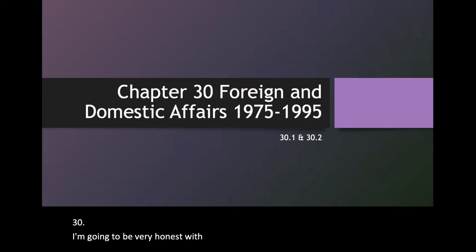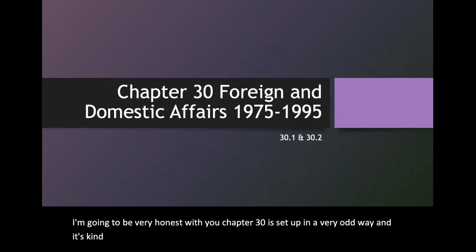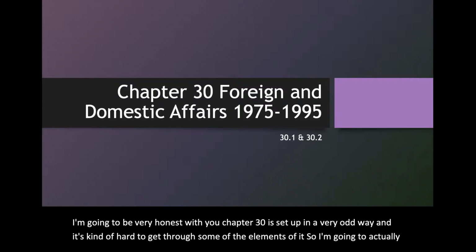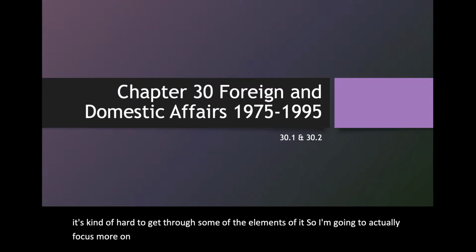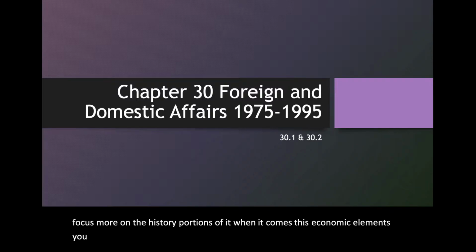Chapter 30 is set up in a very odd way, and it's kind of hard to get through some of the elements of it. So I'm going to actually focus more on the history portions of it. When it comes to the economic elements, you need to read those in the book, okay? So make sure you are reading corresponding with what we're covering.